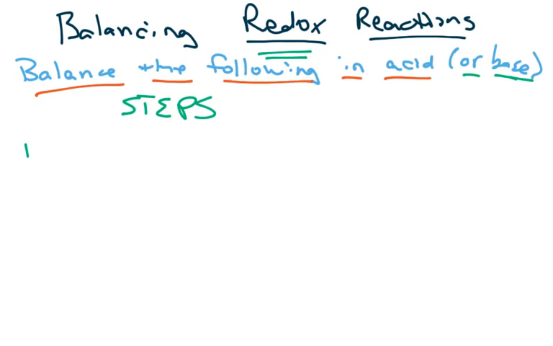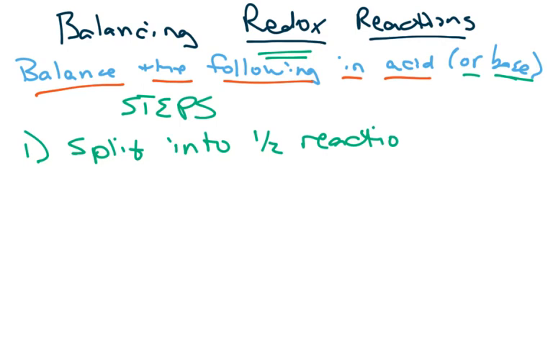Okay, step one. We're going to split into half reactions. So we're basically going to split the reaction up into two smaller reactions. And again, think of the arrow sign kind of as an equal sign. So everything on the left equals everything on the right in terms of just atom counts. So we're going to split into half reactions.